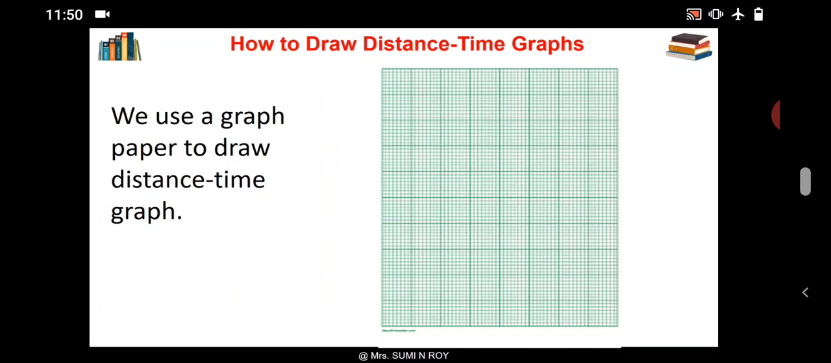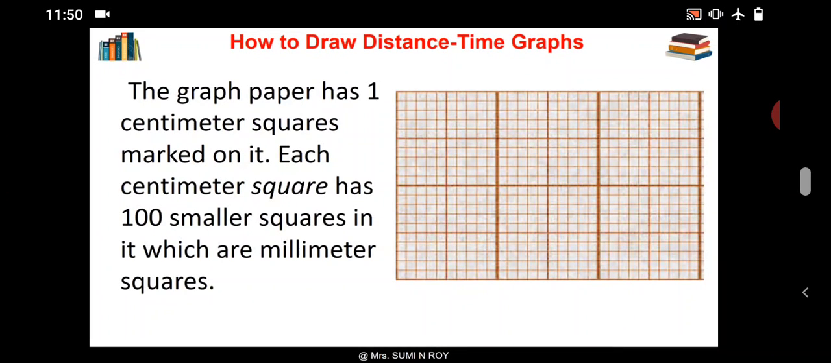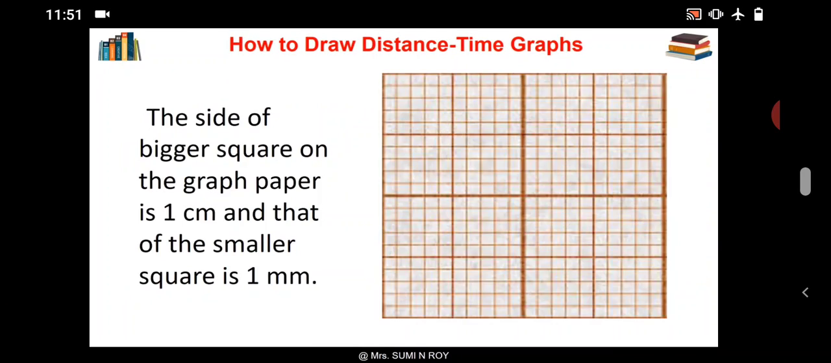Generally, we use a graph paper to draw a distance time graph. The graph paper has 1 centimeter squares marked on it. Each centimeter square has 100 small squares in it, which are millimeter squares. The side of the bigger square on the graph paper is 1 centimeter and that of the smaller square is 1 millimeter.